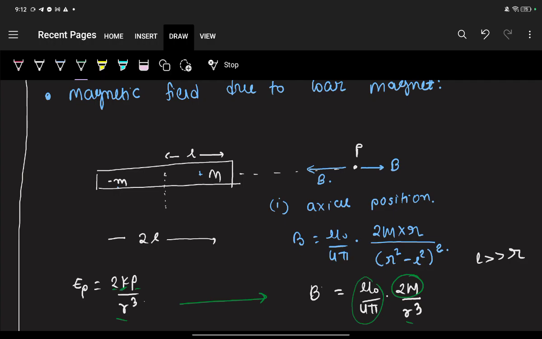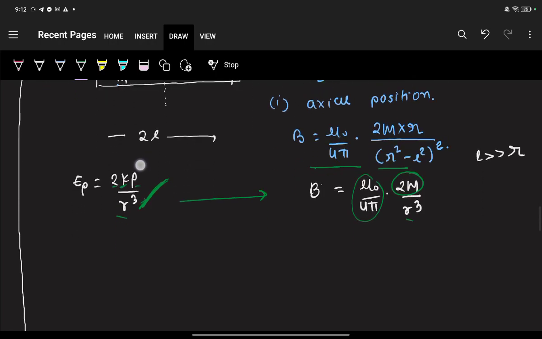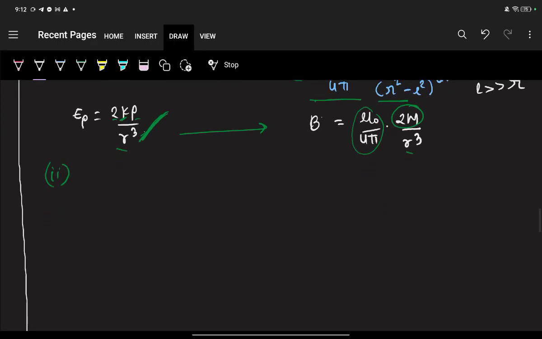I'm not deriving this formula, okay? But you can derive it by looking at the derivation of the electric field due to an electric dipole. It is similar to that. Just the notations are different, okay? So the same goes for the equatorial point, okay? Magnetic field on the normal bisector or equatorial point.